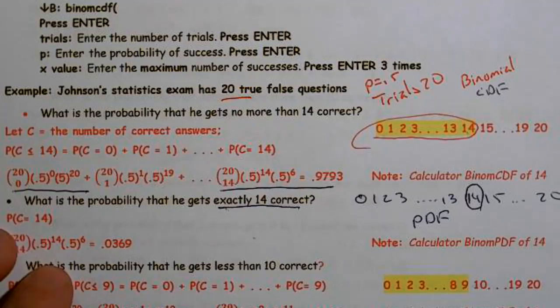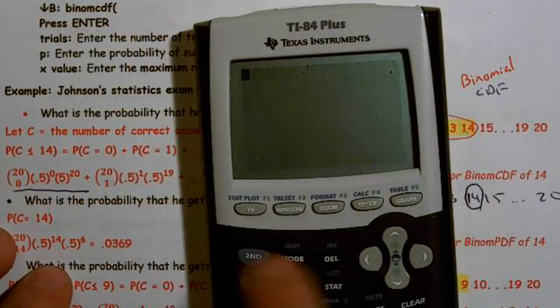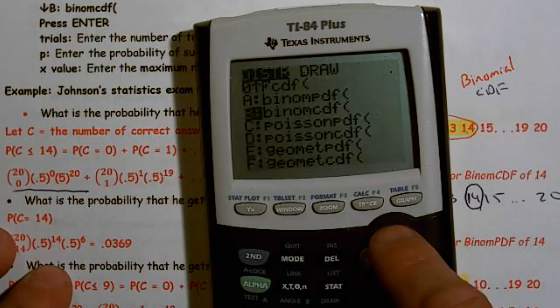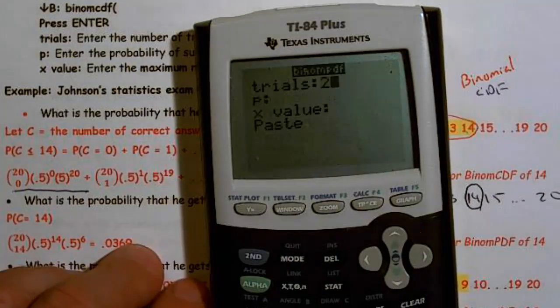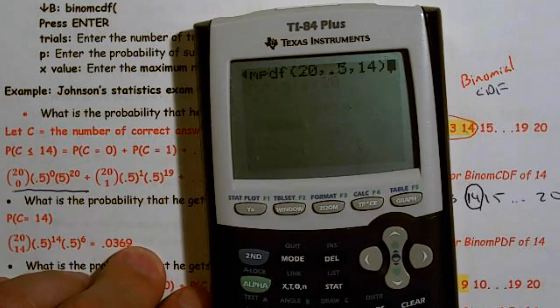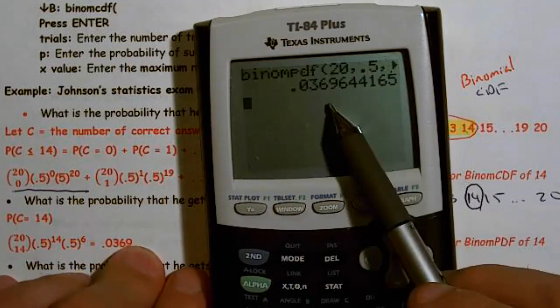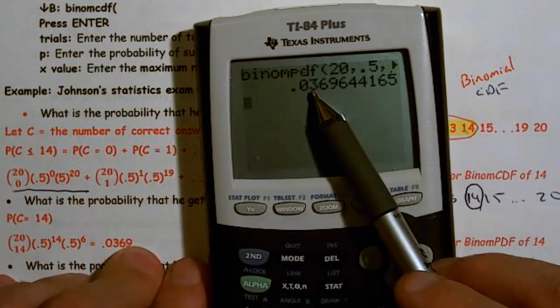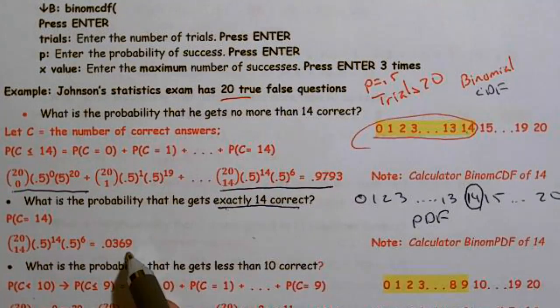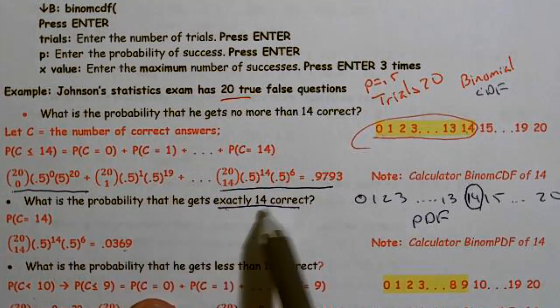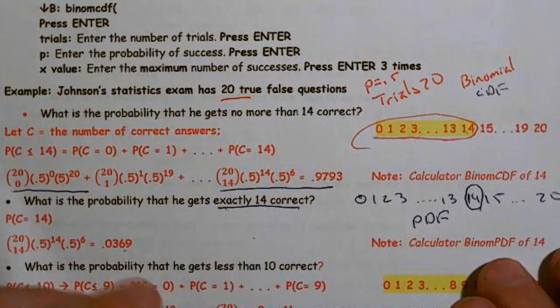That looks pretty good. And so then I go second vars, binomial PDF, trials are 20, probability of guessing correct is 0.5, and I wanted to guess exactly 14. So this is a probability of 0.0369. So basically, there's about a 4%, or 3.7%, chance that he gets a 14 out of 20, and 14 out of 20 would represent a 70.